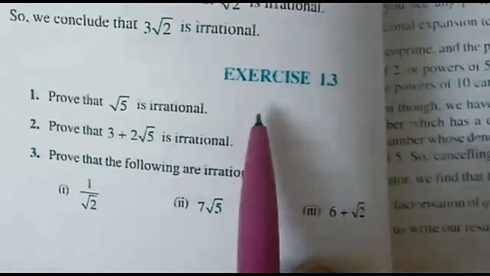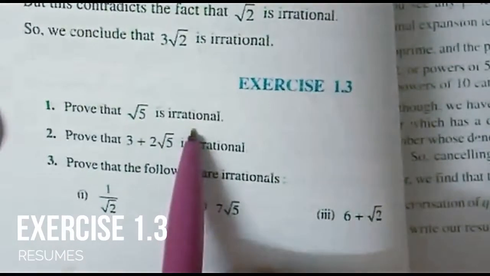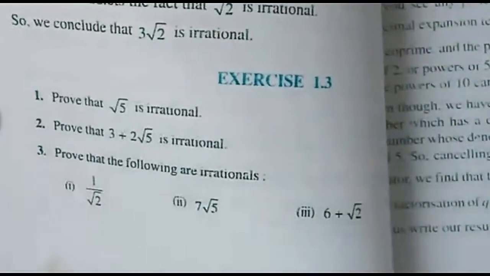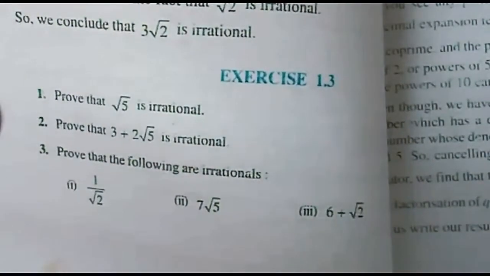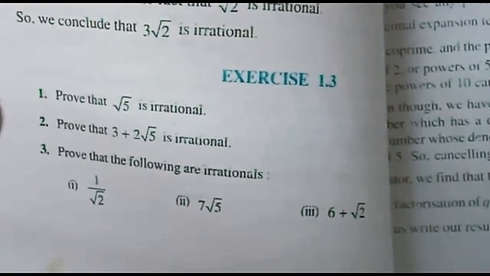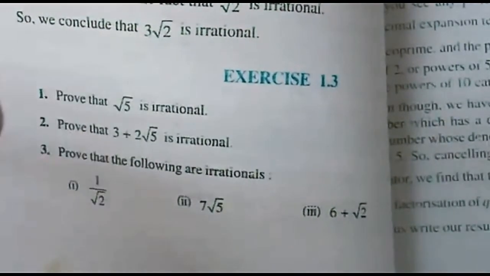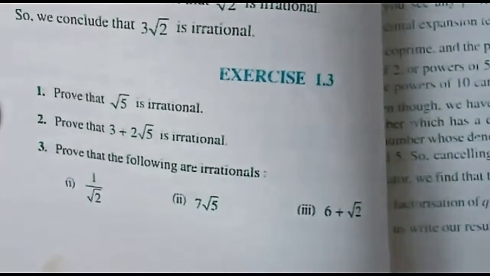Let us start with our new exercise 1.3. We need to prove root 5 is irrational. First, we will suppose that root 5 is a rational number. And if we are able to prove that our supposition was wrong, that root 5 is not rational, it will be automatically proved that it is an irrational number. Okay, let us see how.